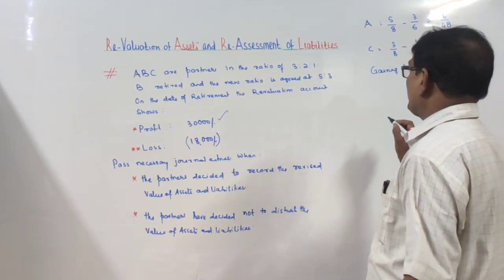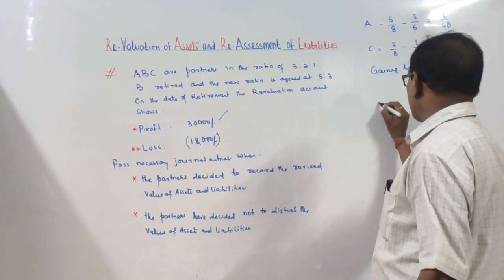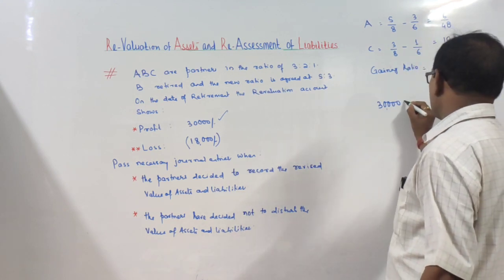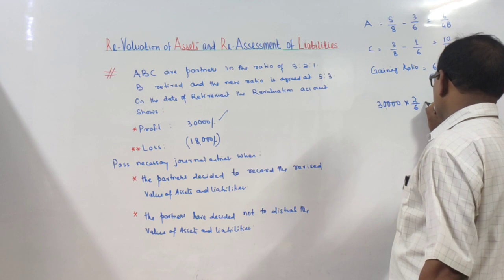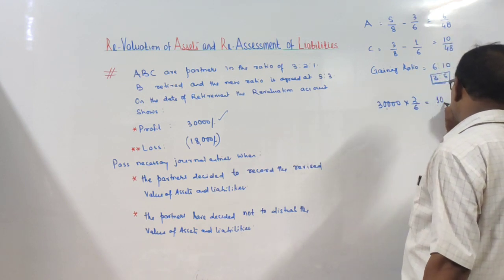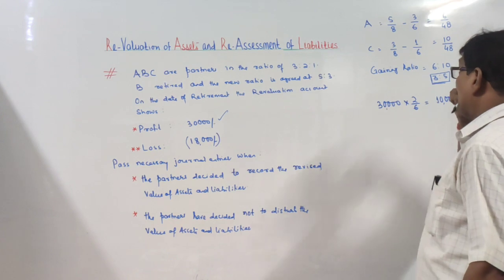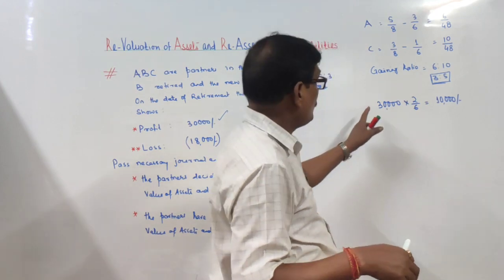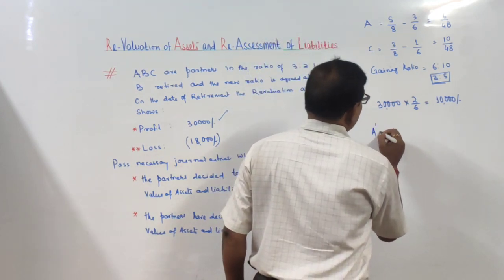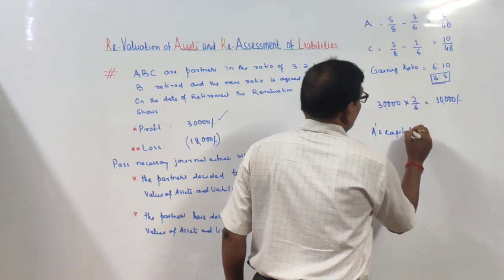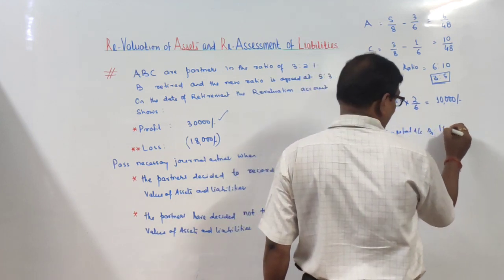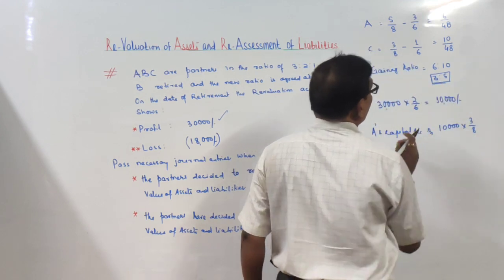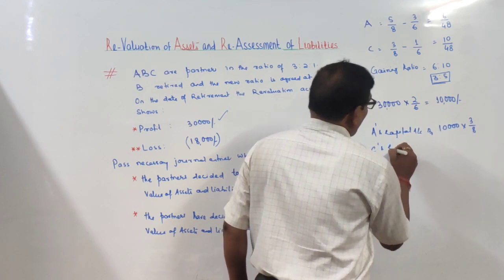And how much? What is his share? Now you see, the revaluation profit is 30,000, and the retiring partner's share is 2 by 6. Means he is gaining how much? 10,000 rupees. He is to get 10,000 rupees. Now these two partners, that is the gaining partners A and C, they have to compensate B. The entry will be A's capital account debited, that is 10,000 into 3 by 8. This one 3 by 8. C's capital account debited.